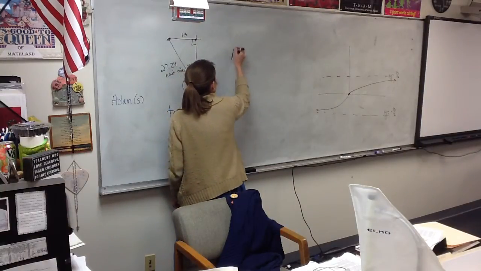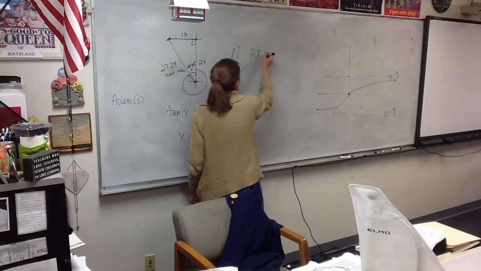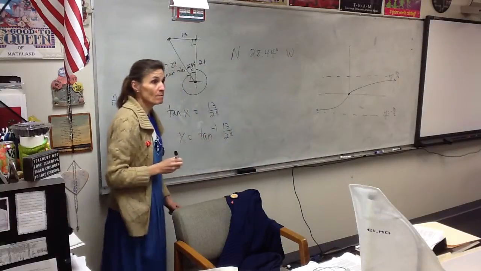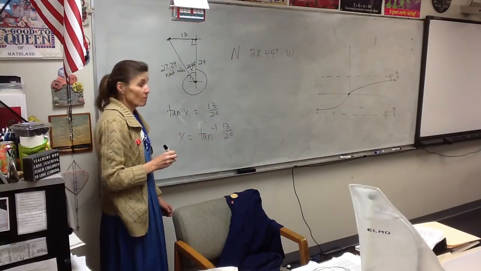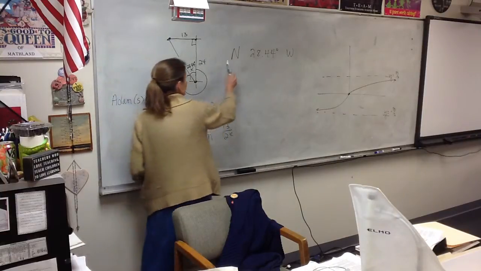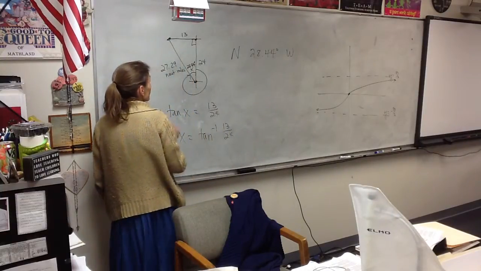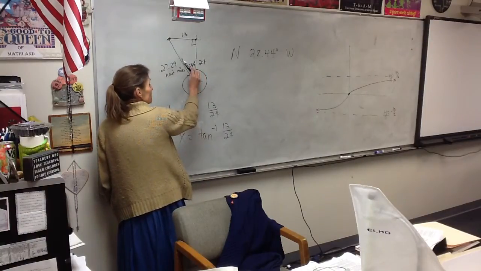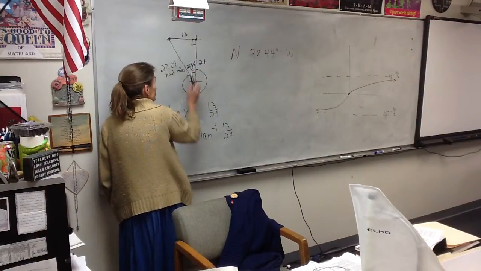North, 28.44 degrees west. Would that take care of it for me? So if I wanted to use a combination of letters and numbers, I could say head north and veer 28.44 degrees to the west.